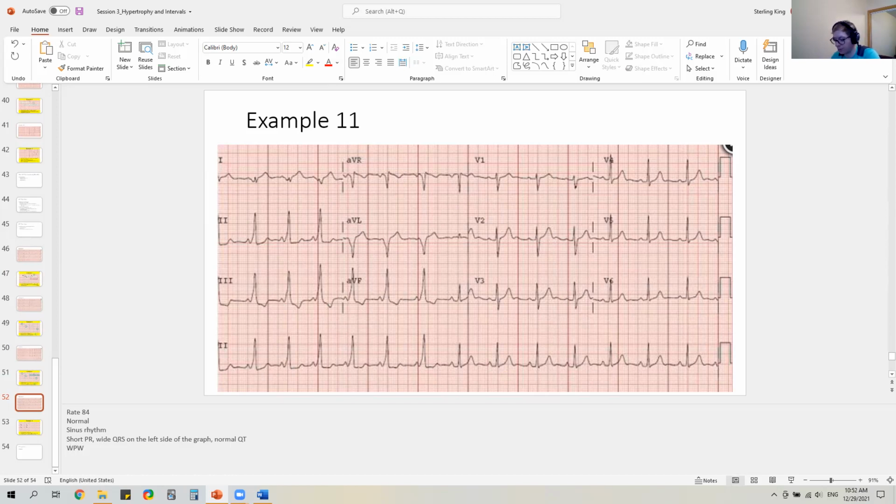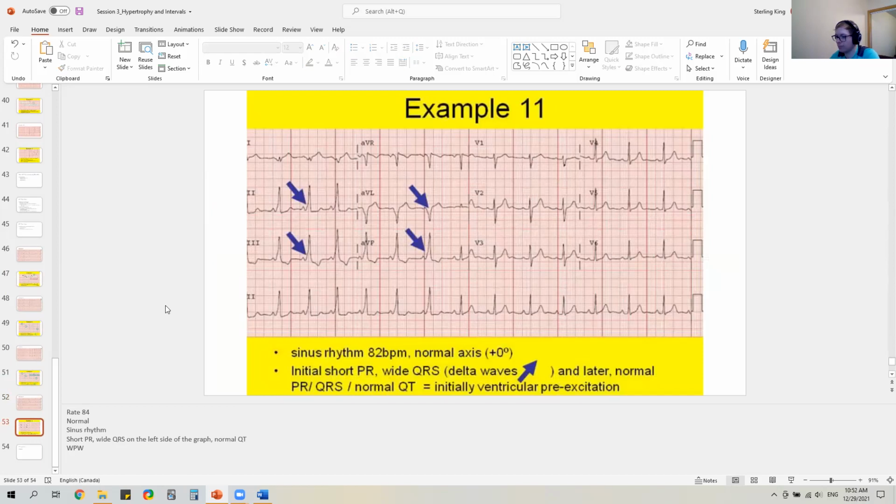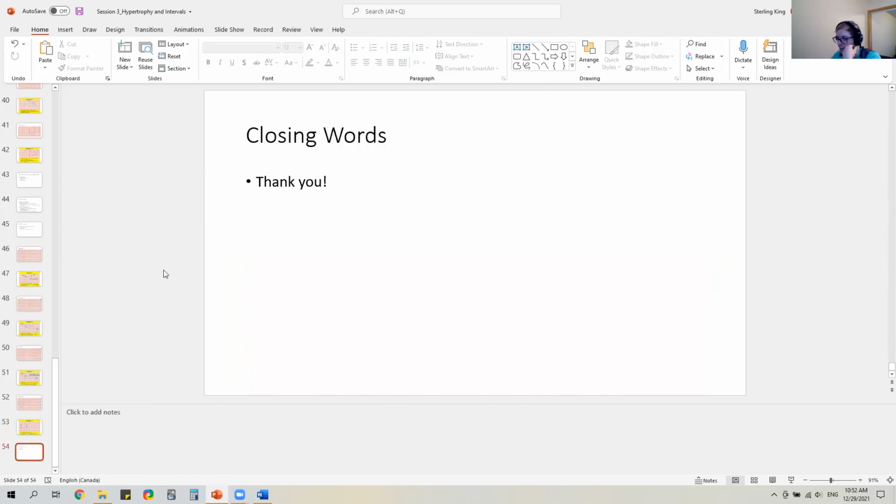So Wolff-Parkinson-White. So accessory pathway. All right. So rate 82. Okay, almost the same, 84. Is it normal axis sinus? Yeah, good. Short PR, wide QRS on the left side. So delta waves, yeah, over here. And then normal was later. So initially over here, we're seeing pre-excitation, which was the Wolff-Parkinson-White.